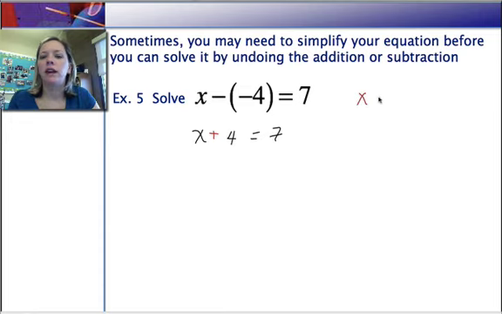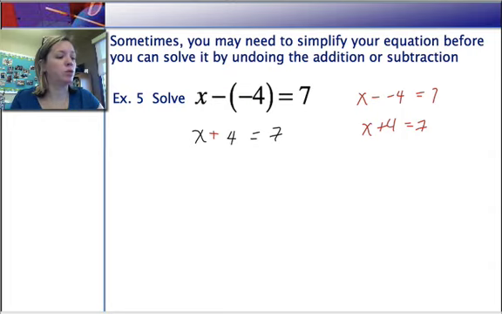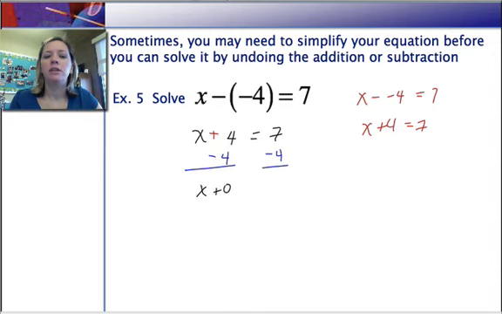By the way, these parentheses aren't doing anything except for making sure that I understand that 4 is negative. So this is like writing x minus negative 4, and two negatives together make a positive, so this is like x plus 4 equals 7. So now we can see that my equation is really an addition equation. To undo that addition, I'm going to subtract. Since I was adding 4, I'm going to subtract 4 from both sides. So now I'll have x plus 0 equals 7 minus 4 is 3, or x equals 3.